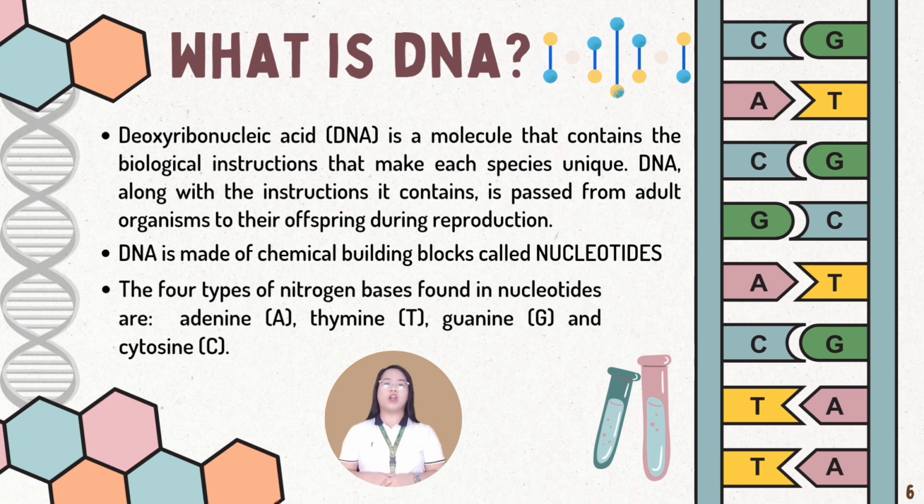These building blocks are made of three parts: a phosphate group, a sugar group, and one of four types of nitrogen bases. To form a strand of DNA, nucleotides are linked into chains, with the phosphate and sugar groups alternating. Adenine pairs with thymine, guanine pairs with cytosine. The order or sequence of these bases determines what biological instructions are contained in a strand of DNA.